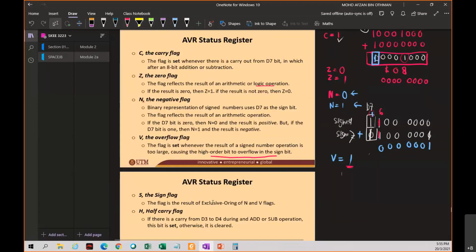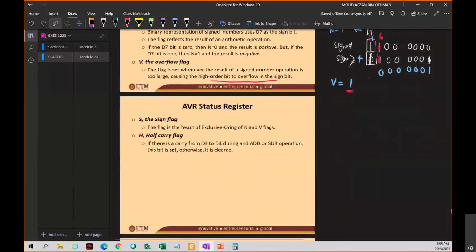Meanwhile, for the S flag, the S flag is the result of an exclusive OR of the N and V flags. So it will do an exclusive OR. S equals V exclusive OR N. So you need to remember the truth table of exclusive OR.